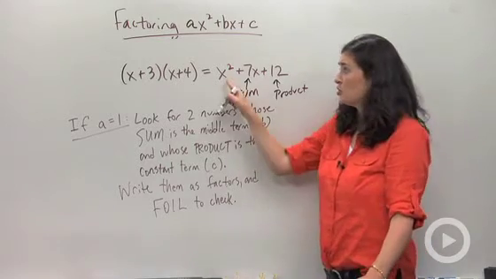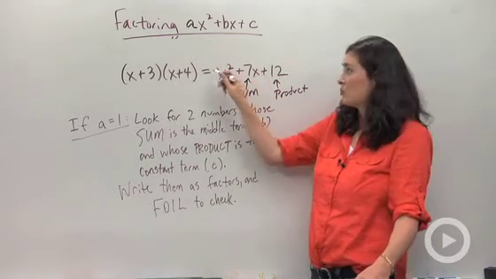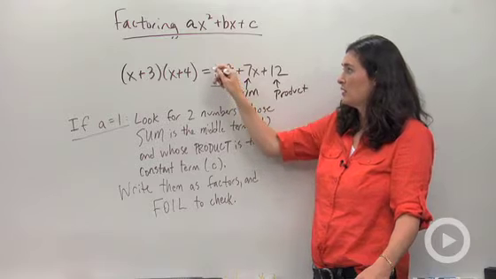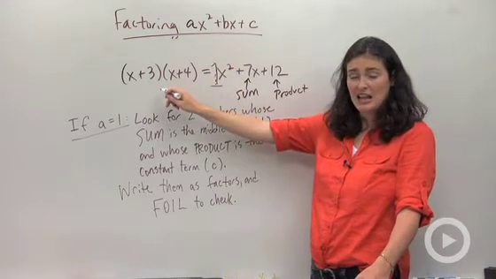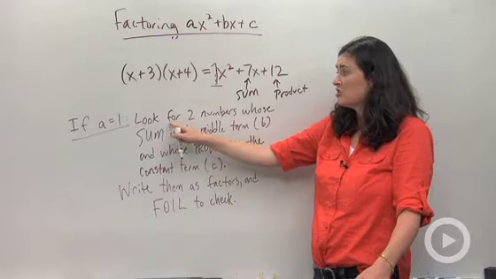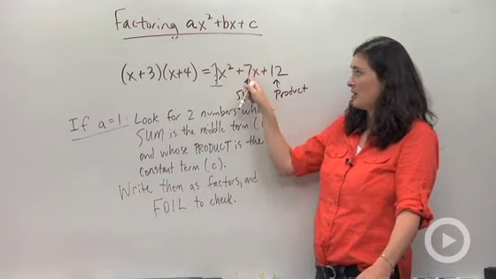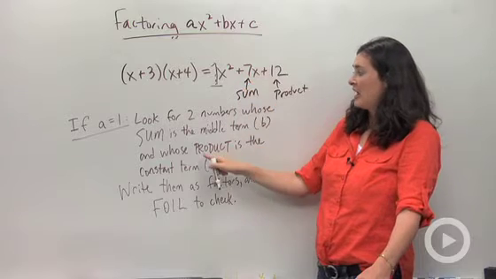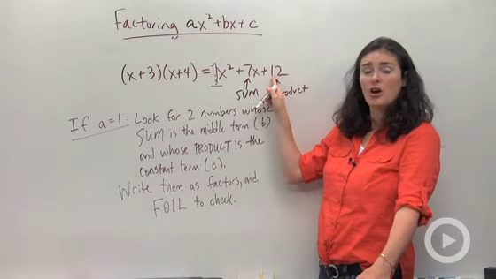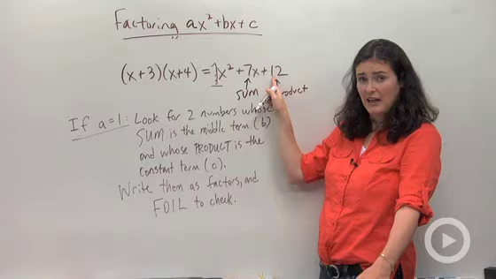The first thing you're going to do when you're given a trinomial where a is 1, there it is right there, that's the 1, and you're asked to write it in factored form, first thing you're going to do is look for two numbers whose sum is the middle term, which is b, there it is, we want the sum to be that, and whose product is the constant term. We want our two numbers to multiply to that guy.